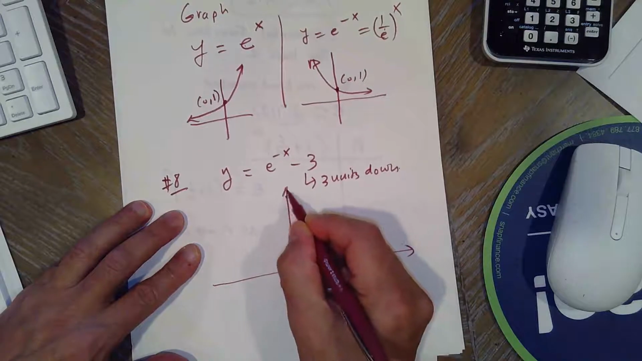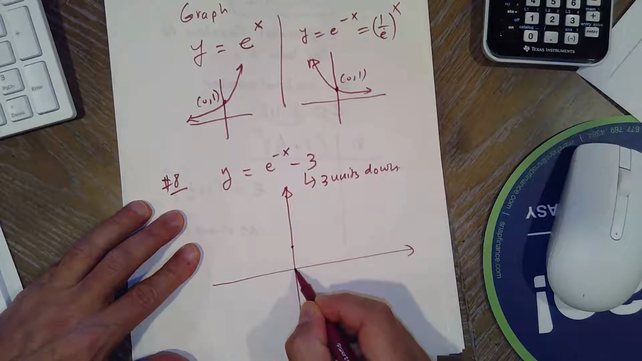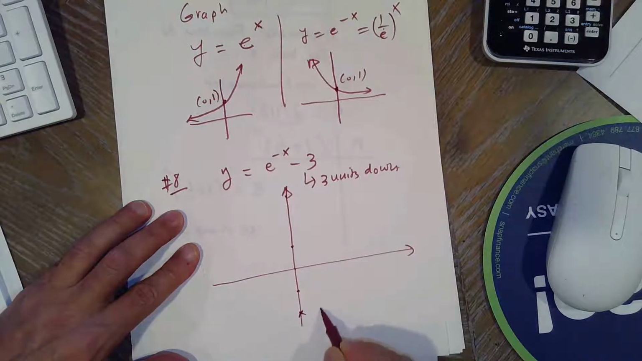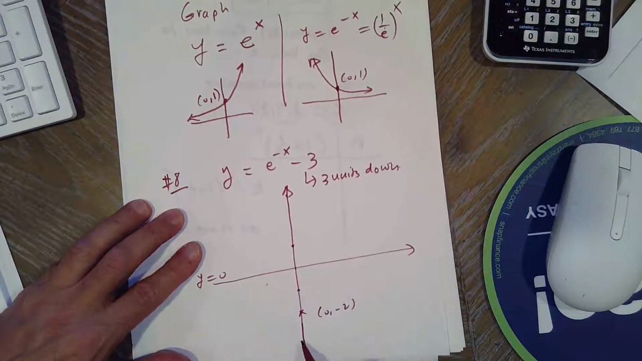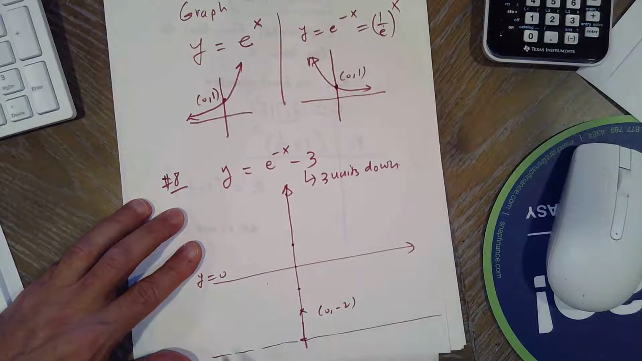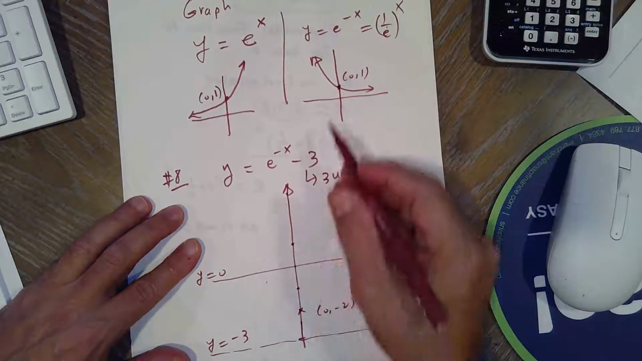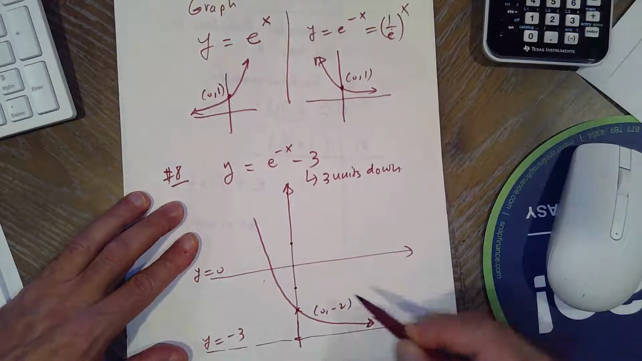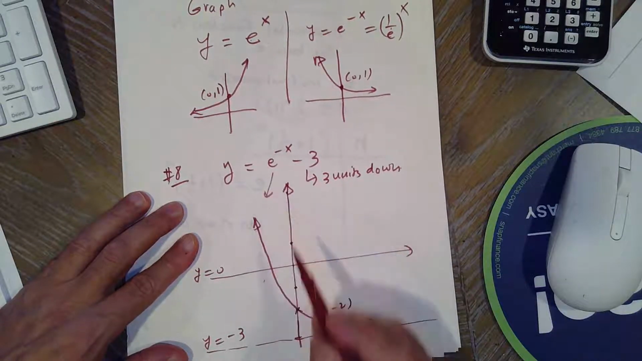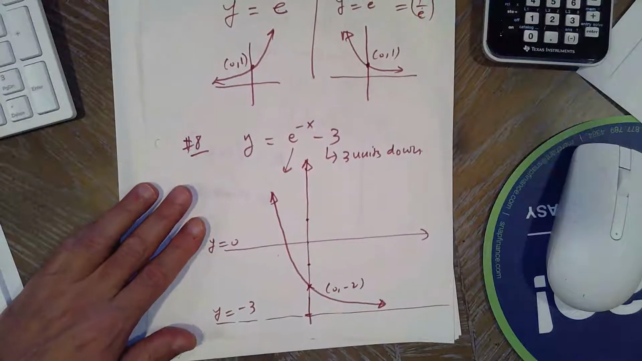So it's going to be that, but shifted 3 units down. We're starting with the y-intercept. 0, 1 is going to go down to 0, negative 2. The x-axis, the asymptote, is going to go down to y equals negative 3. And then copy and paste. And that would be the graph that we're looking for, y equals e to the negative x minus 3.